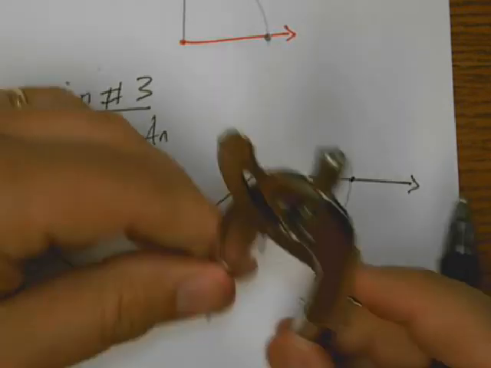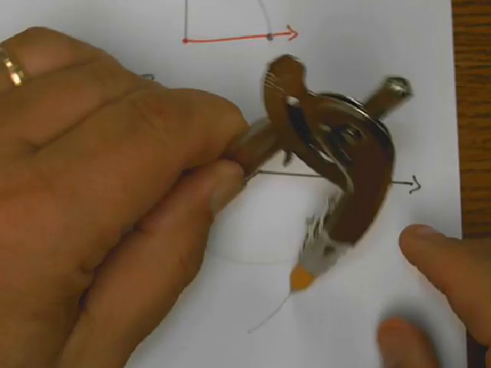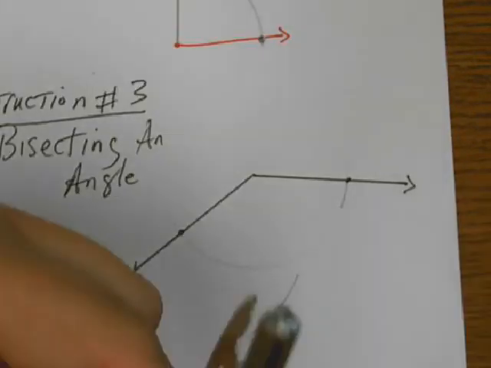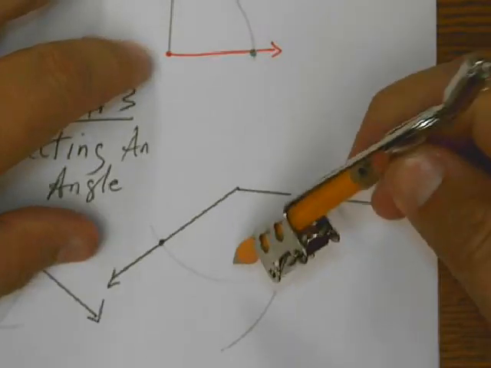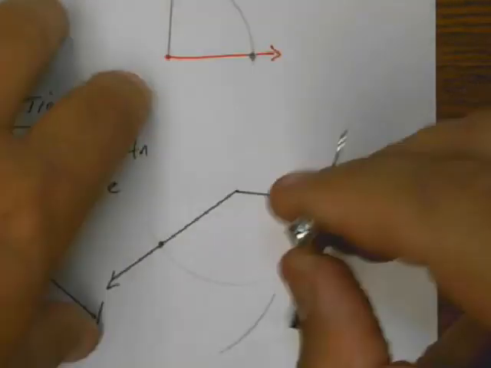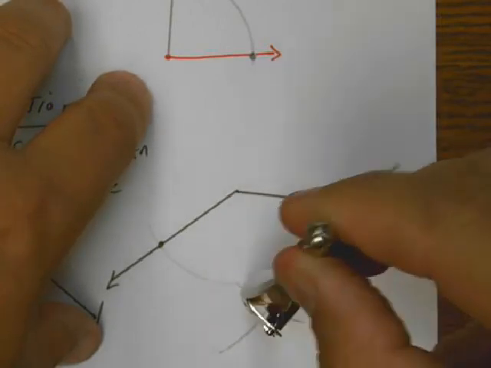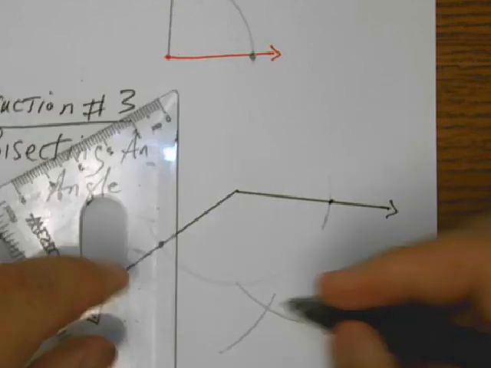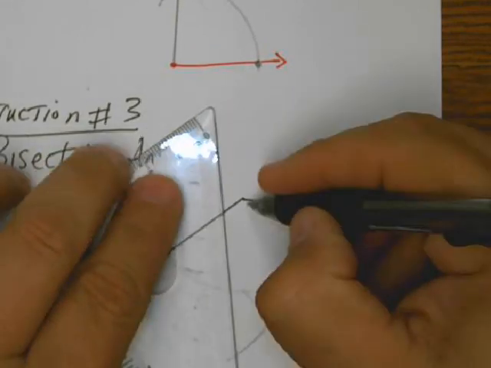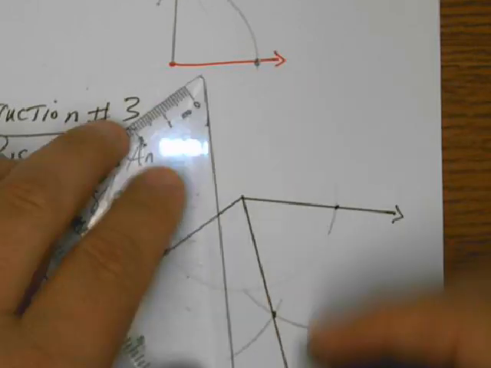Now I'm going to widen my compass just a little bit because I've got to get a point of intersection out here in the middle. Interestingly, on an SAT or some kind of standardized test, they don't give you a compass, but they do ask you, are the arcs appropriate to bisect an angle? So what you have to look at are the arcs to determine if it's done correctly. And we're done.